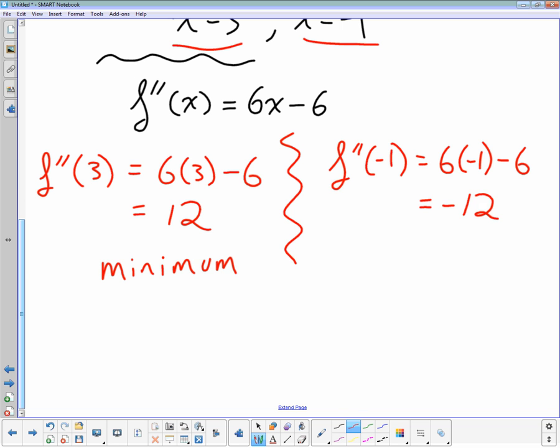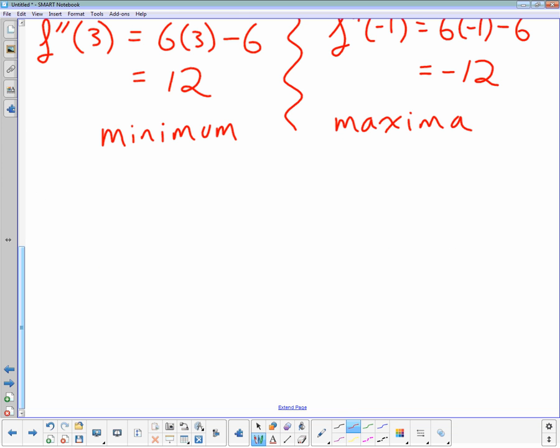Sorry, this is curving down, right? I have a negative concavity. So this is a maximum. But what kind of maximum? I don't know. So this could be relative, global, no idea yet.